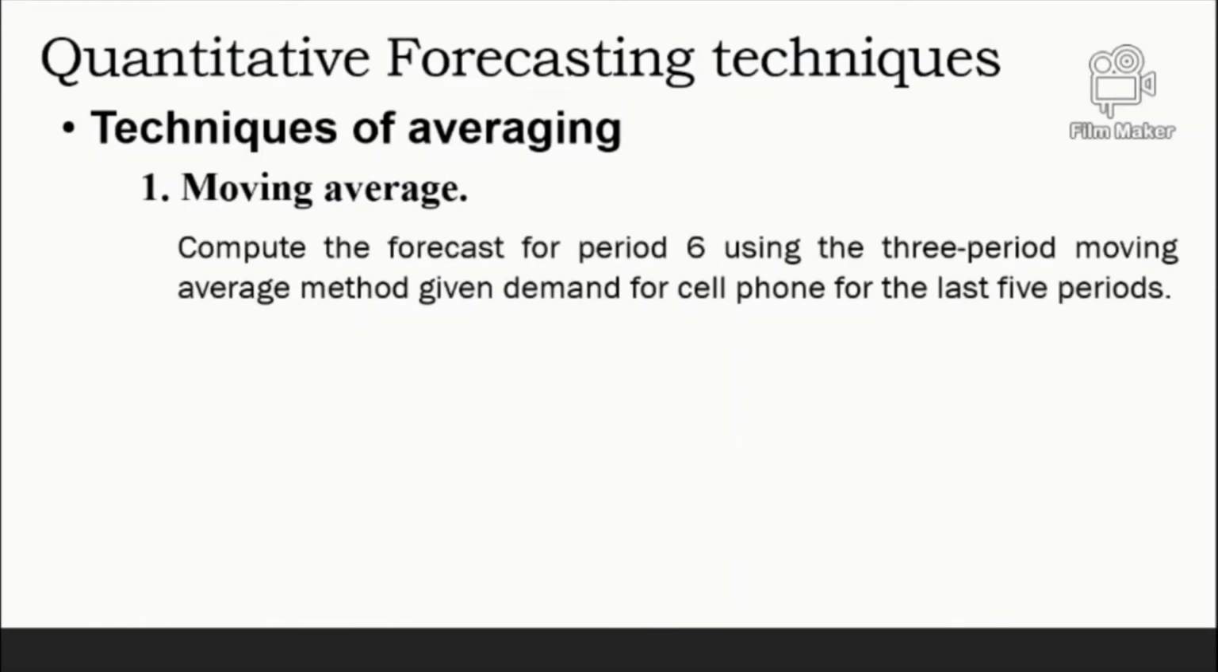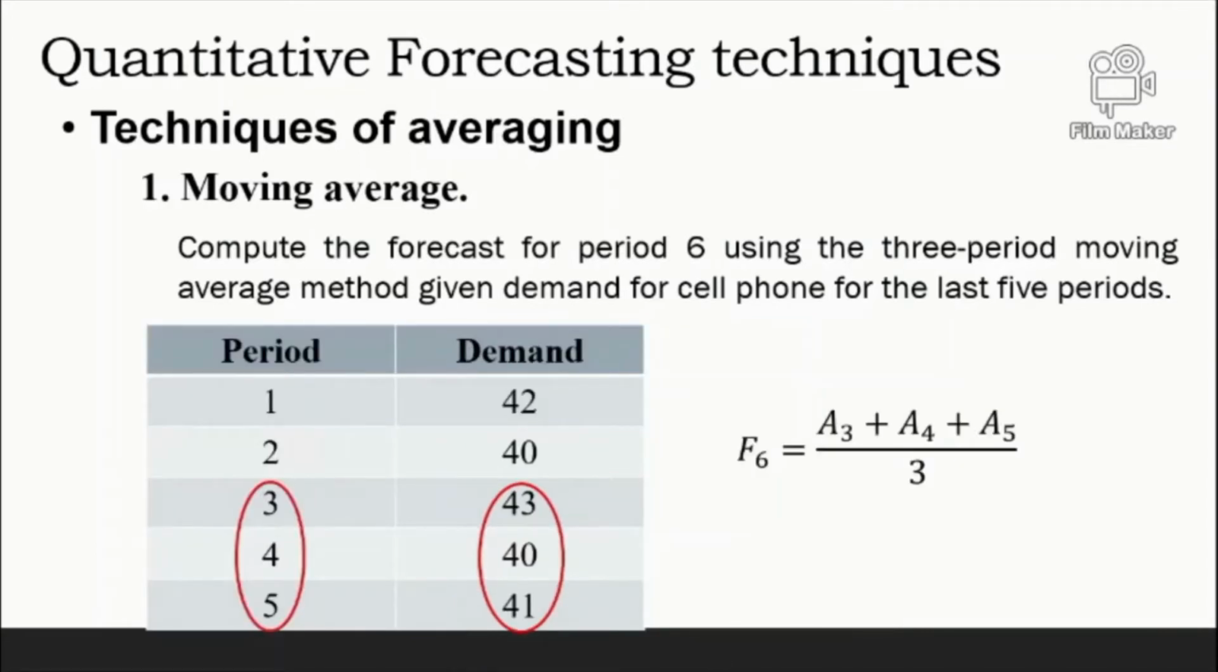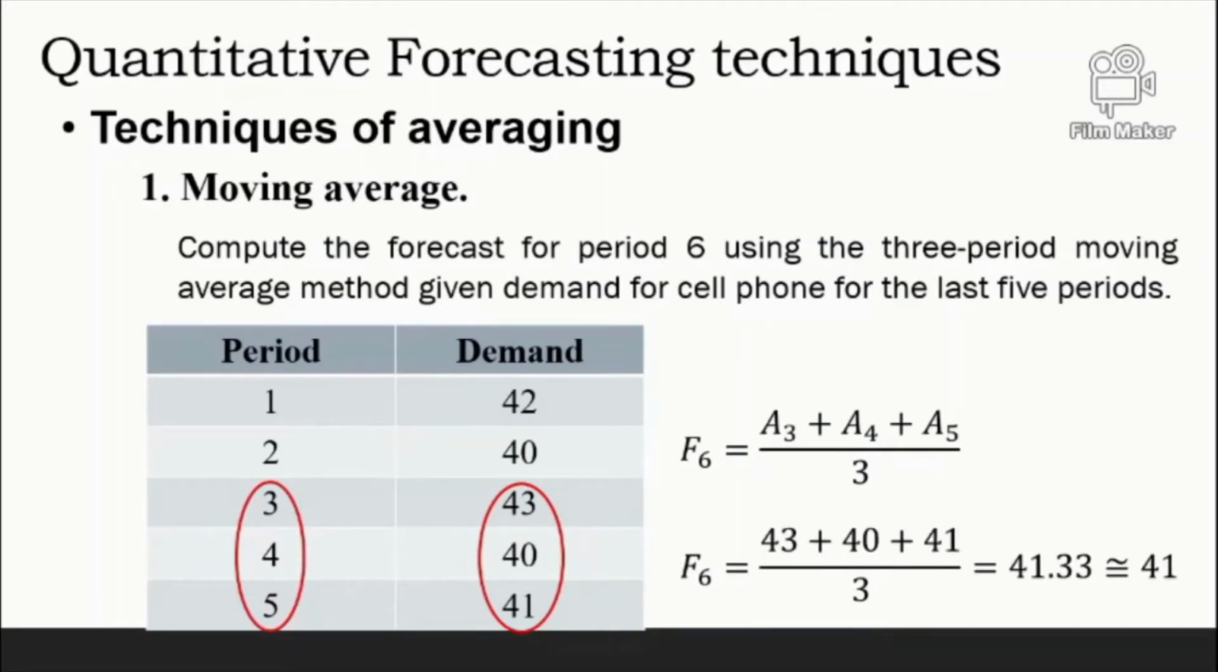Compute the forecast for period 6 using the 3-period moving average method given demand for cell phones for the last 5 periods. The last 3 periods are period numbers 3, 4 and 5, and the corresponding demands are 43, 40 and 41. The average of these 3 numbers is the forecast for period 6. So, the forecast for period 6, F6, is 41 cell phones.